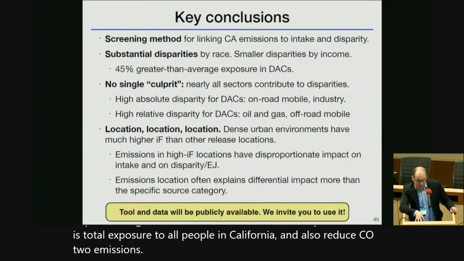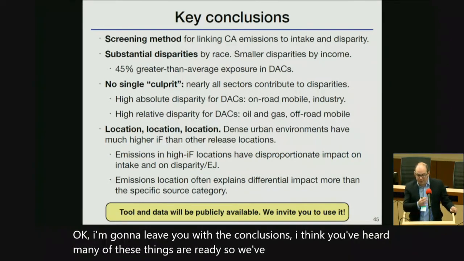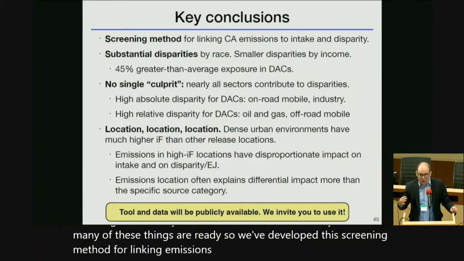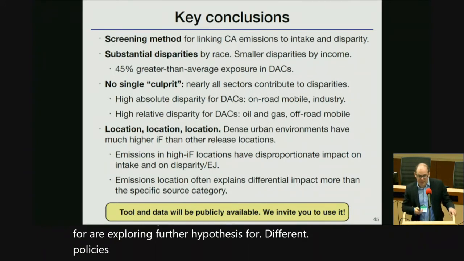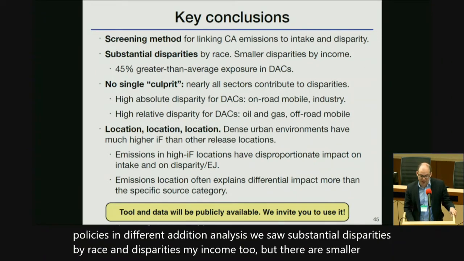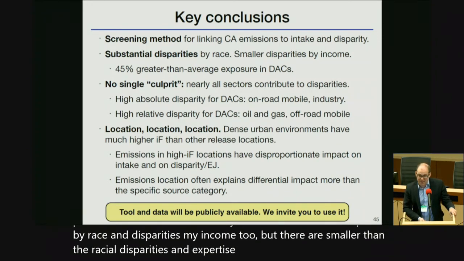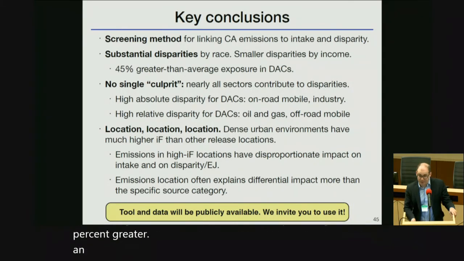Okay, I'm going to leave you with the key conclusions. I think you've heard many of these things already. So we've developed this screening method for linking emissions and disparities that can be useful for then exploring further hypotheses for different policies and different additional analyses. We saw substantial disparities by race and disparities by income too, but they're smaller than the racial and ethnic disparities in California. Disadvantaged communities in California are experiencing about 45% greater than average exposure for the sectors that we're looking at compared to non-disadvantaged communities.